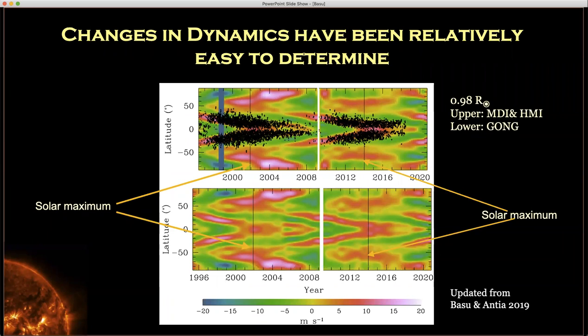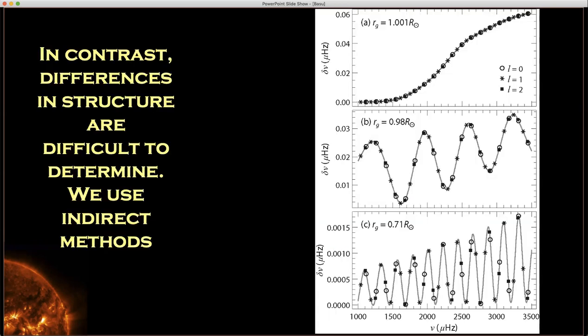So what we decided to do is look at the signature of the helium ionization zone, which is at 0.98 solar radius. Now, why did we look at the helium ionization zone? If you have a change in temperature because of magnetic fields, it'll shift the ionization zone slightly, and that will cause a change in the frequencies. But the change in the frequencies is actually a subtle change, and we call it a glitch signature.